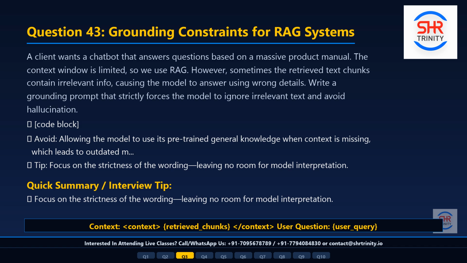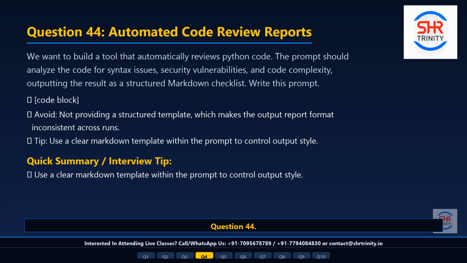Question 44. We want to build a tool that automatically reviews Python code. The prompt should analyze the code for syntax issues, security vulnerabilities, and code complexity, outputting the result as a structured markdown checklist. Write this prompt. System prompt: you are an automated senior code reviewer. Analyze the user's Python code and output a code review report in Markdown. Structure your report exactly as follows: # Code Review Report, ## 1.